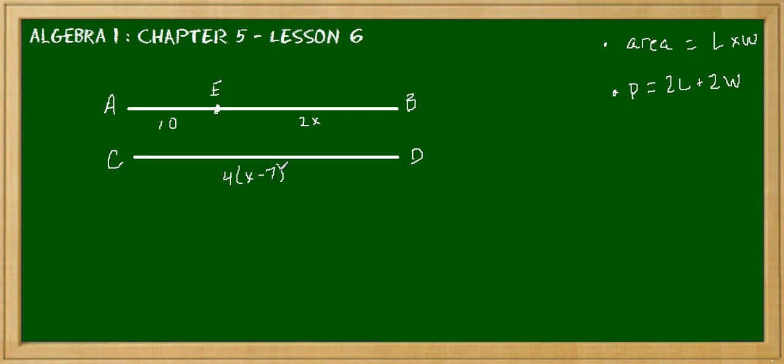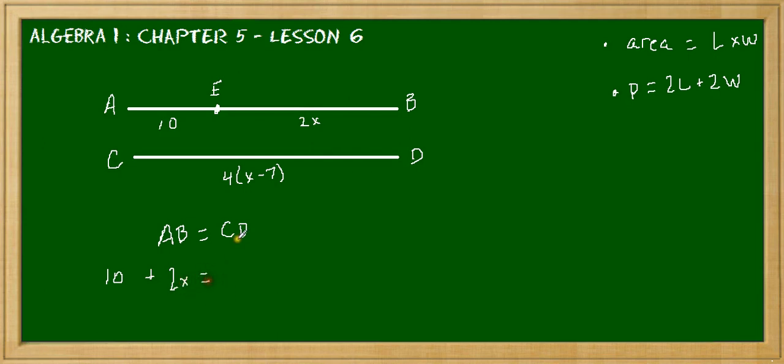But what do we know? We know that AB, and we should write it this way, AB is equal to CD, right? That's what they told us. So what is AB? Well, AB is AE plus EB. But we have values here, so we can certainly say AE is 10 plus, and we have EB, which is 2x. So we can write 10 plus 2x to represent AB.